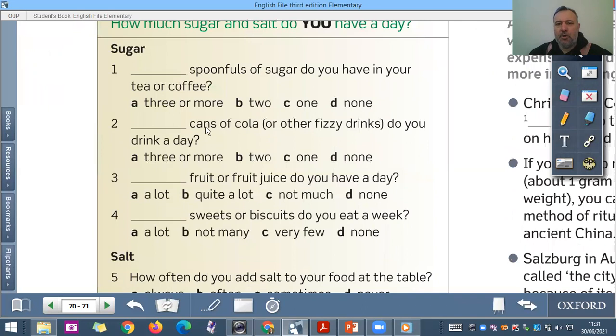Can you count cans of cola? Can you count them? Yes, you can. So what do you use? How much or how many? How many? How many cans of cola or other fizzy drinks do you drink a day?